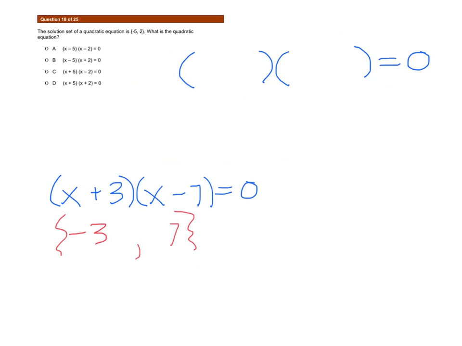They're giving us the solutions. They're saying one of the solutions is negative 5 and one of the solutions is 2. So you ask yourself, what is the opposite of negative 5? Well, it's positive 5. And what's the opposite of positive 2? It's negative 2. And we can see that our answer is letter C.